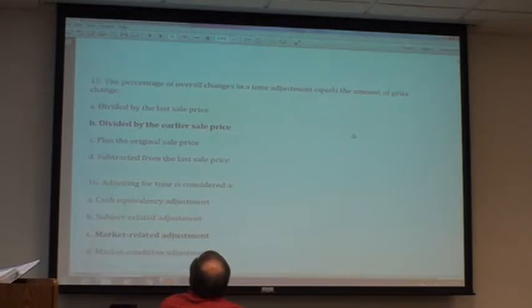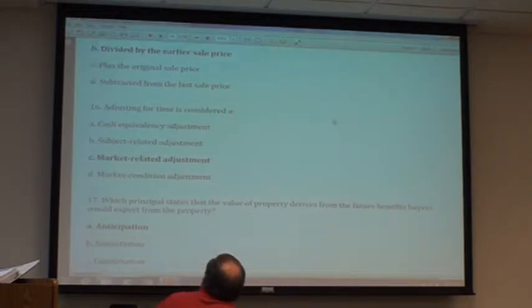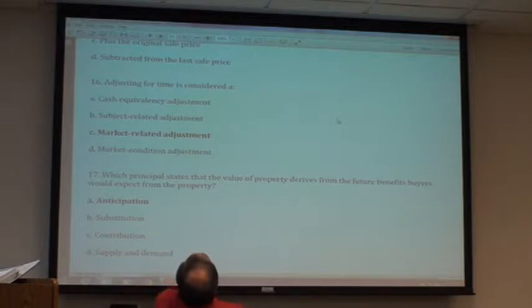Number 15, the percentage of overall changes in a time adjustment equals the amount of price change divided by what? The earlier sales price is B. That's a formula type question. Number 16, adjusting for time is considered a what? Market-related adjustment C.